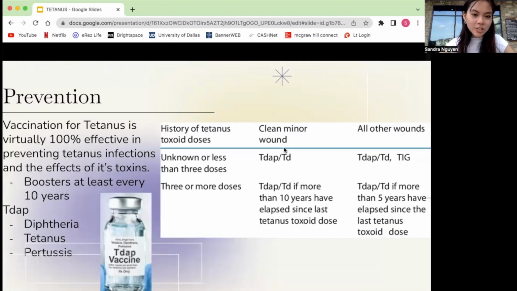So now on to prevention. The vaccine for tetanus is very safe and it's virtually 100% effective in preventing tetanus infections and the effects of its neurotoxins, but they do recommend that you get a booster every 10 years. Now there are different types of the combination vaccines, and it just has a variation of tetanus, diphtheria, and pertussis with different levels of effectiveness.